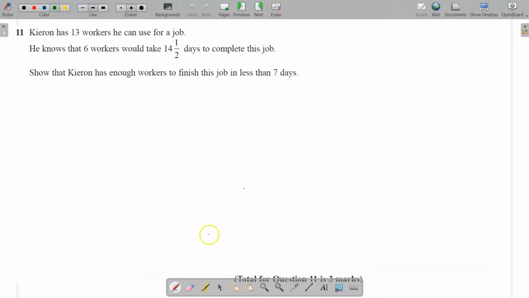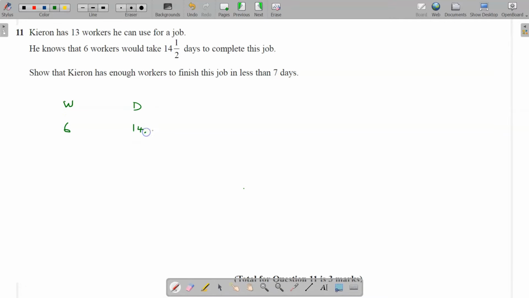Okay, we have here a classic proportion problem where we use what we call a unitary method. So Kieran has 13 workers he can use for a job. 6 workers take 14.5 days. So I'm just going to do a little table here. So this is workers here, okay, and this is days here. Okay, so 6 workers take 14.5 days.